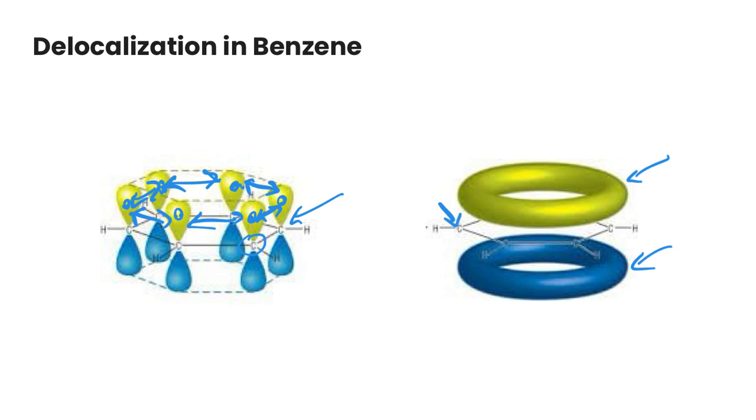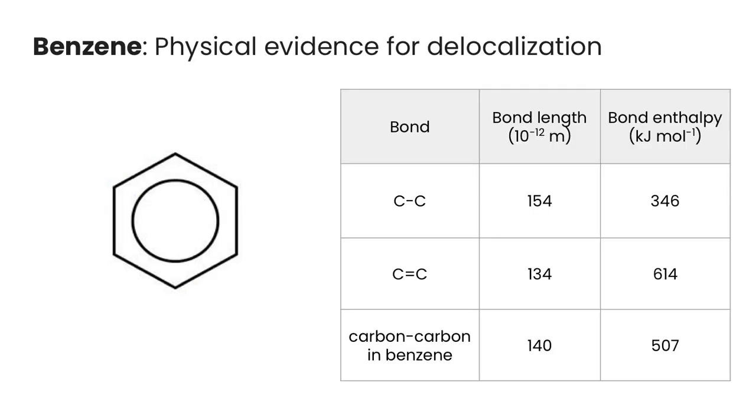We say that each of these carbons, and we'll get into this in another video, are sp2 hybridized, and we'll come back to that concept in a separate video. So there's some really great physical and chemical evidence for delocalization in this benzene structure. Let's start with the physical evidence. And the physical evidence is fairly easy.